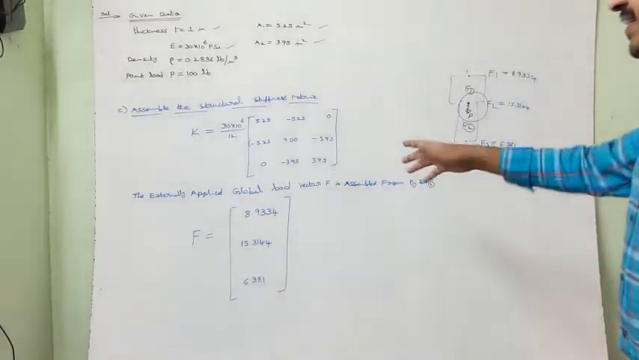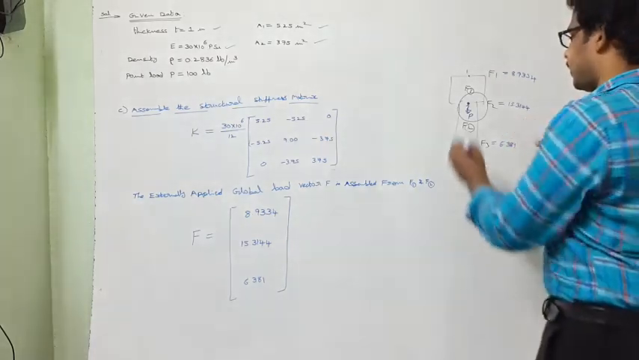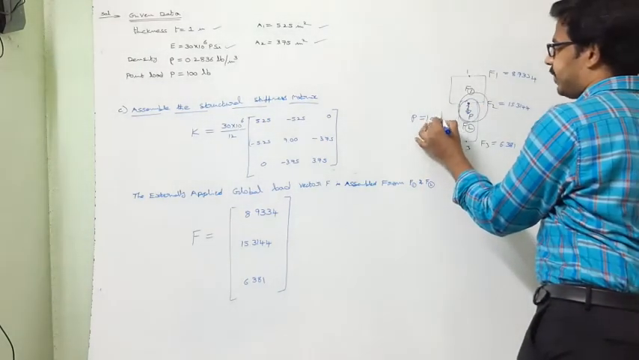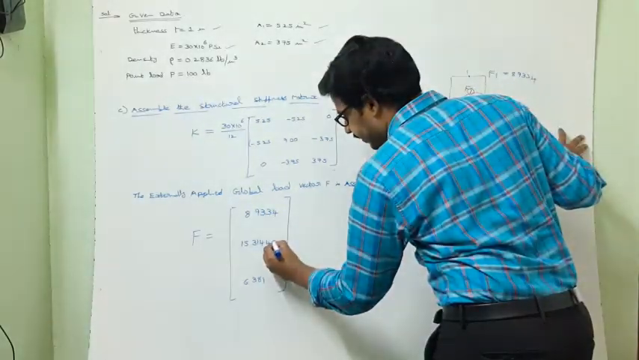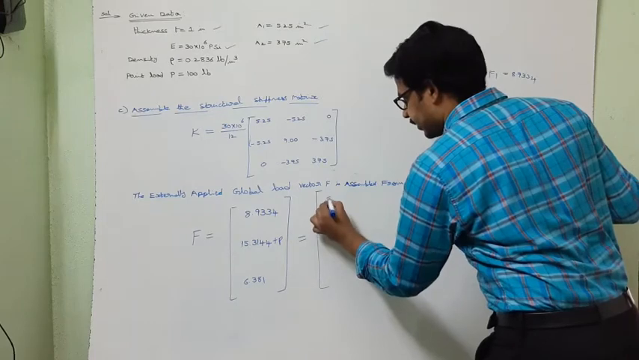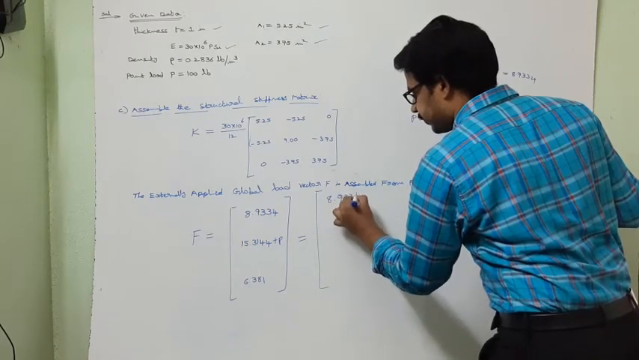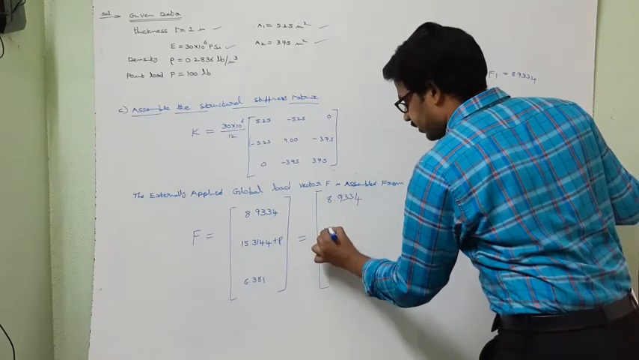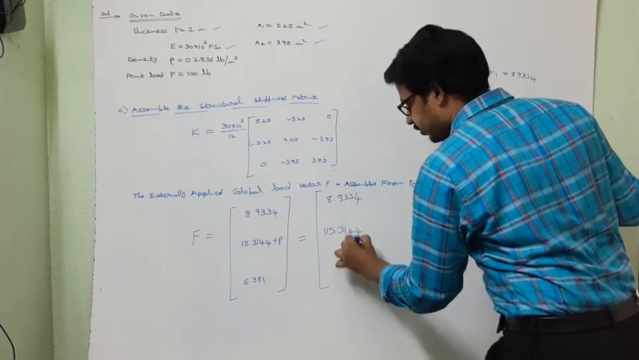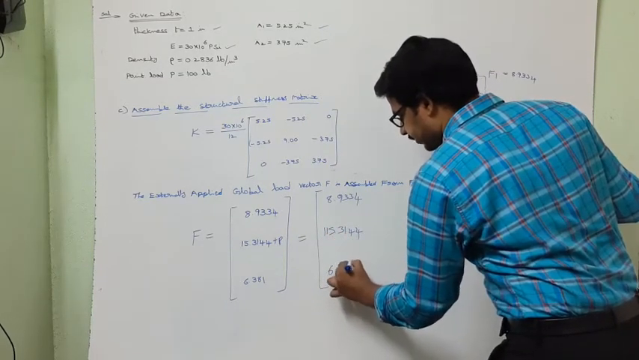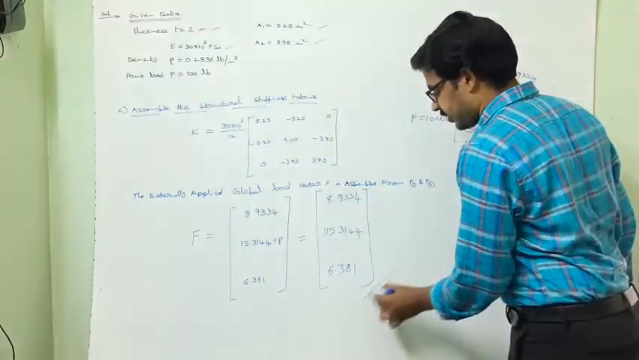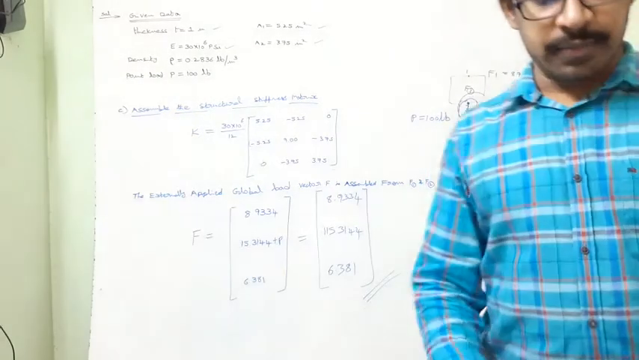So here in the externally applied global load, P means 100 lb. Now we need to add the P value, so it becomes 8.9334, 115.3144, and 6.381. So this is the global load vector. This is the third part.